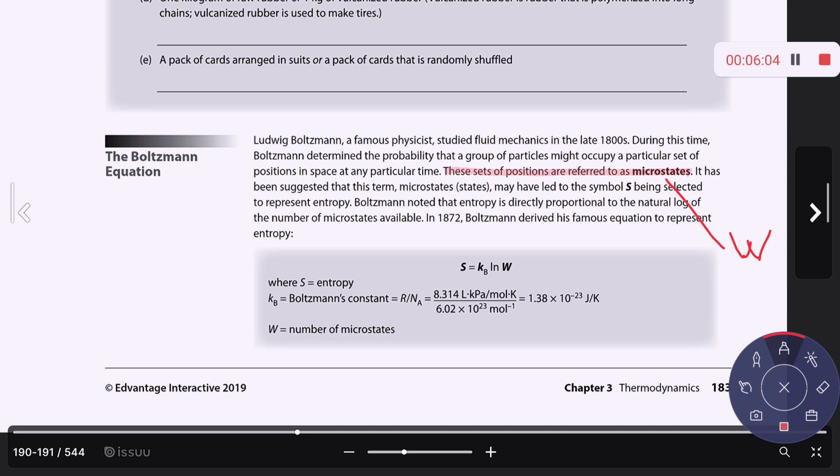And Boltzmann had an equation where S is entropy, and this is going to equal his constant, k_B, times the natural log of W, which would be the number of microstates. Now, I have not seen this equation in application on the AP exam, so this is all I'm going to say about it. I'm just making you aware of it.